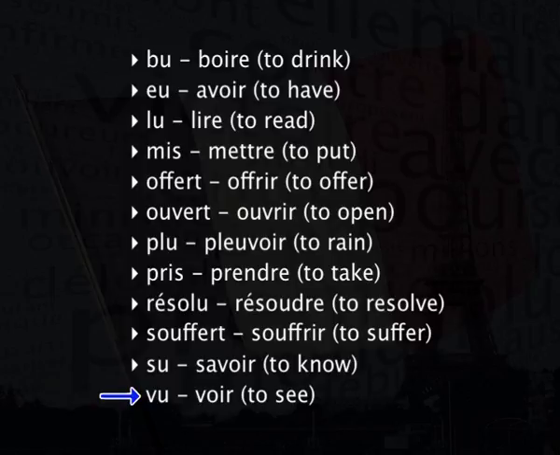I'll again repeat the words: bu, boire, to drink; eu, avoir, to have; lu, lire, to read; mis, mettre, to put. Offert, offrir, to offer. Ouvert, ouvrir, to open. Plu, pleuvoir, to rain. Pris, prendre, to take. Résolu, résoudre, to resolve. Souffert, souffrir, to suffer. Su, savoir, to know. And vu, voir, to see.